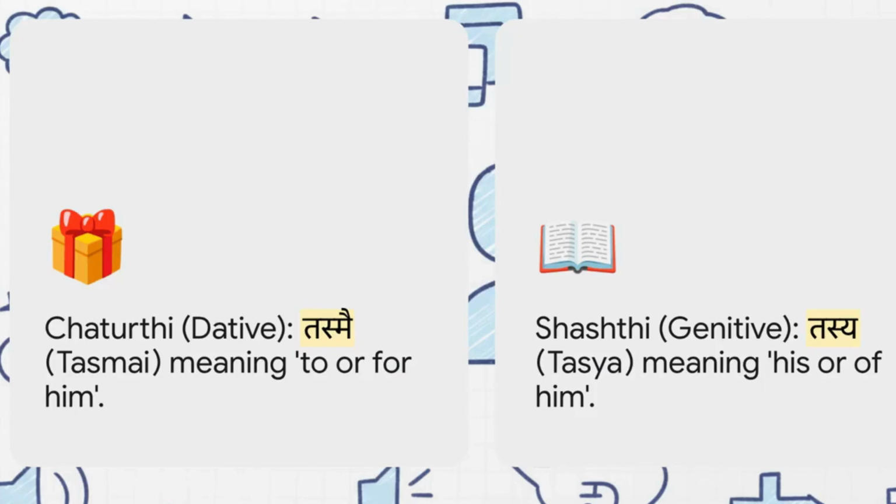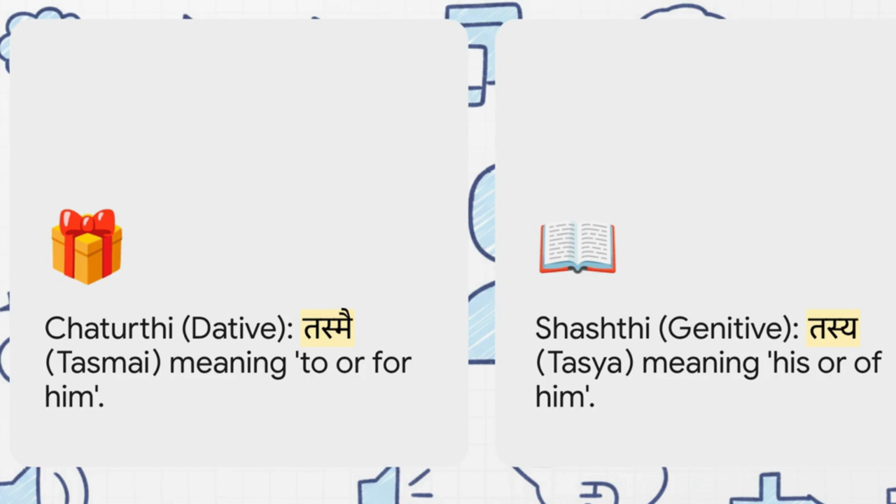I want to look at the singular forms for the 4th and 6th cases side by side, because these two often trip beginners up. On the left, we've got chaturthi, the dative case. The word here is tasmai. On the right, we have shashthi, the genitive case, and that word is tasya. So the crucial takeaway here is really understanding their distinct functional English translations.